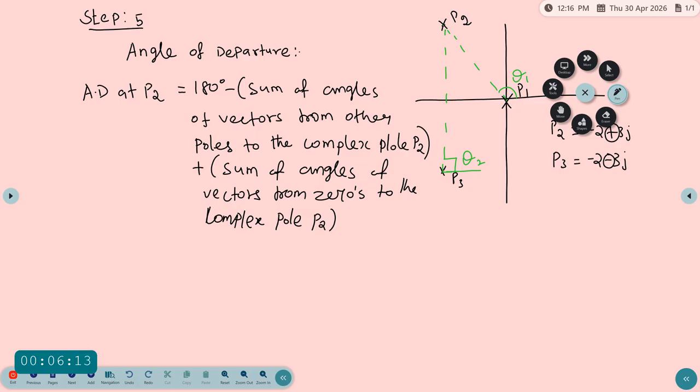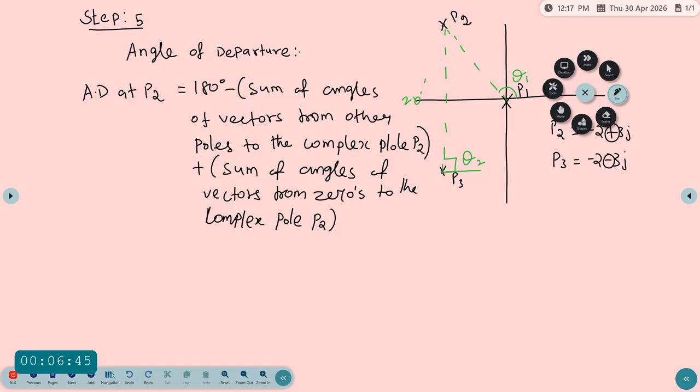Then what about the third term, the sum of angles of vectors from zeros to the complex pole P2? There are no zeros in this particular problem, so the third term becomes 0. Suppose we had a zero Z1 here, we would connect it and call that angle theta 3, and theta 3 would appear in the third term. But in this problem we don't have that, so there is no necessity for it.